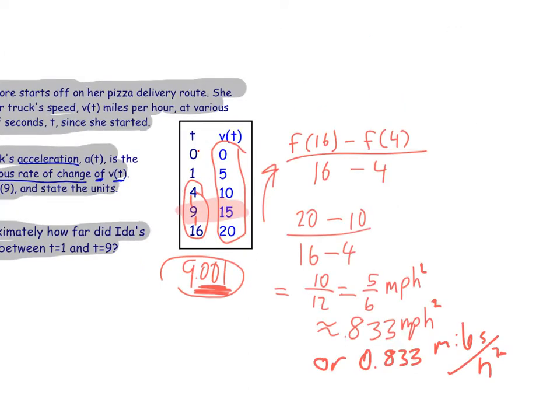So the answer is going to be, after you actually do the slope formula, it's going to be 0.833, but it's going to be miles per hour squared. And the reason is the numerator of this fraction is going to be miles per hour. The unit for the denominator is hours. So if you divide miles per hour by hours, you're essentially going to get miles per hour squared. You pretty much have two hour units on the denominator.